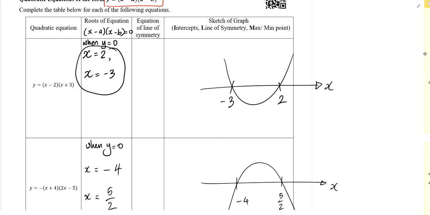Based on these 2 values, can you tell where roughly the y-axis is? Is the y-axis closer to negative 3 or closer to 2? Common sense, right? Logic, right? Because it's 3 units away from the y-axis and 2 units away from the y-axis. So draw in your y-axis.